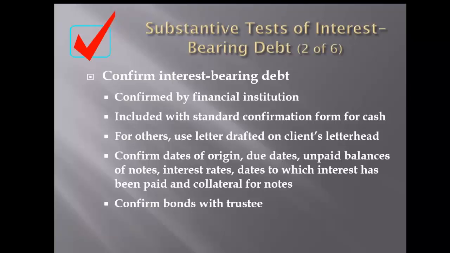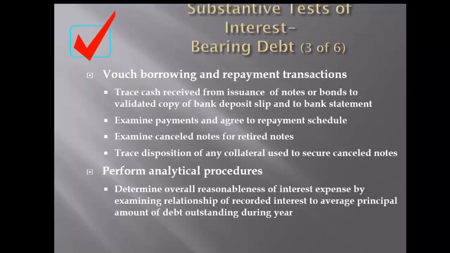Confirm interest-bearing debt. Confirm by the financial institution. Include with the standard confirmation for cash. So essentially we're looking for third-party confirmation of this debt from the bank wherever this is being held. We confirm date of origin, due dates, unpaid balances, and so forth, and confirm the bonds with the trustees.